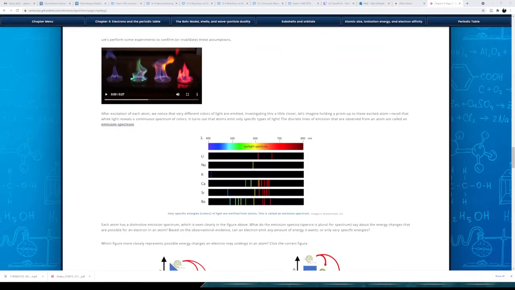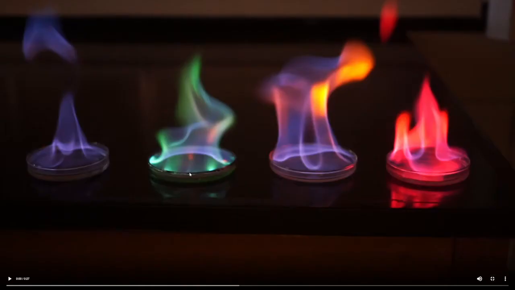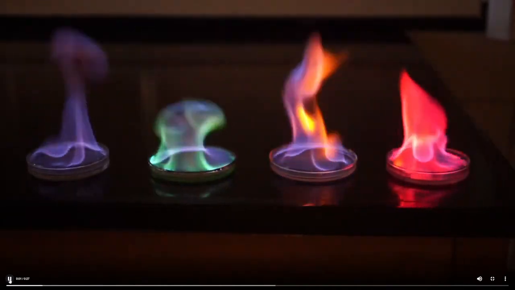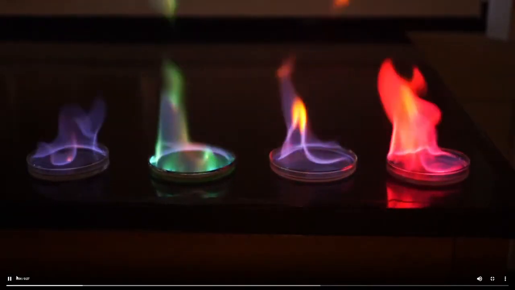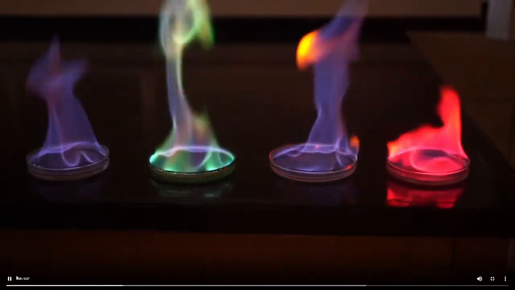Talk about light in a second here. Aha! So, flame tests. An old way to detect certain elements. We have more specific ways now. But if we just look at this mesmerizing fire, we see we have the fire of different colors here.